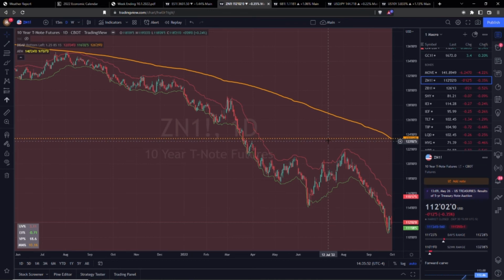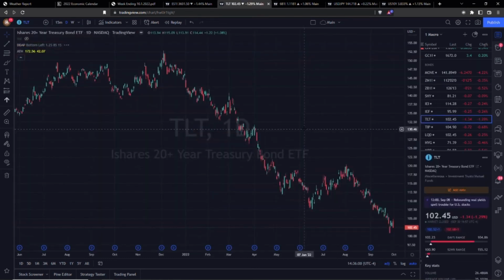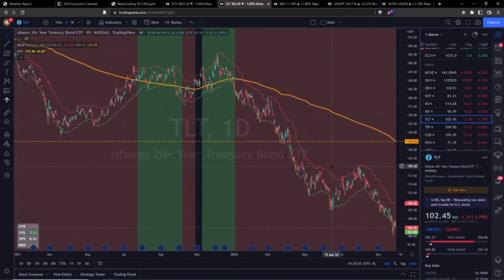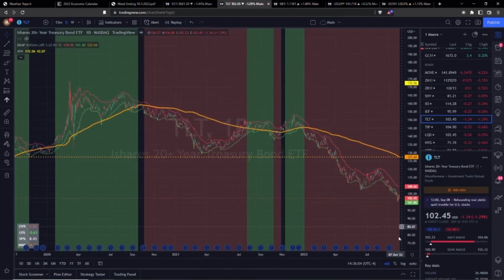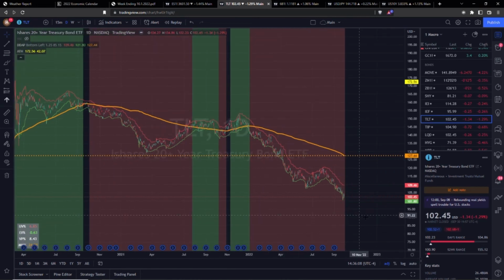Yeah, exactly. TLT's at 102 right now. Just remember that, not a smart gamble to take. Just remember 102. What's 90 from here? Is it really that crazy in the grand scheme of things? No, not at all.